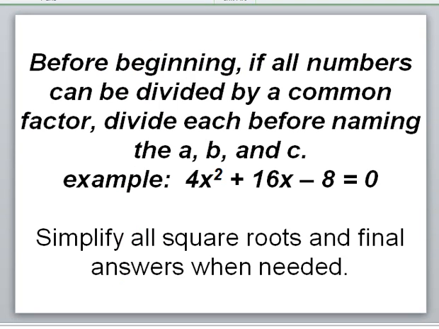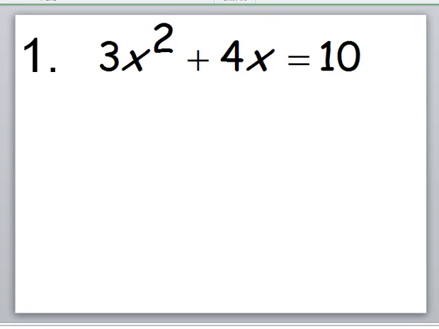Before beginning, if all numbers can be divided by a common factor, divide each before naming the a, b, and c. It will make things so much easier. So like on this problem, we could divide everything by 4, and then we can name our a to be 1, we could name our b to be 4, and we could name our c to be 2. It deals with such smaller numbers that it'll make a lot less work for us.